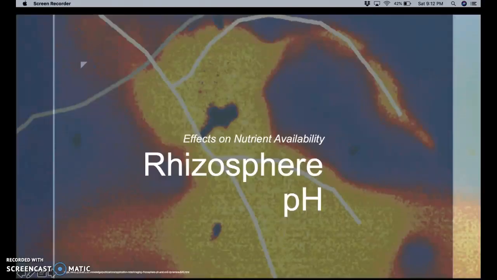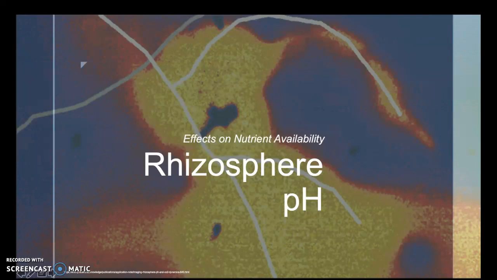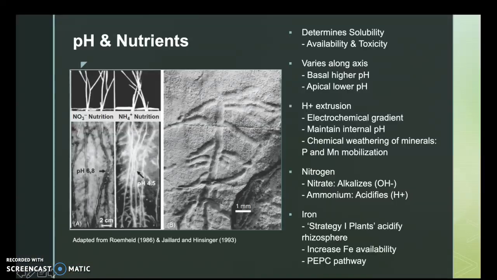Many rhizosphere relationships and chemical interactions are dependent on the pH within the soil-root interface. Modification of the rhizosphere pH is also keyed to nutrient availability and mobilization. pH determines nutrient solubility within the soil solution. Therefore, it is essential to nutrient availability and potential toxicity to plants. The pH within the rhizosphere is highly variable depending on location and nutrient demands.